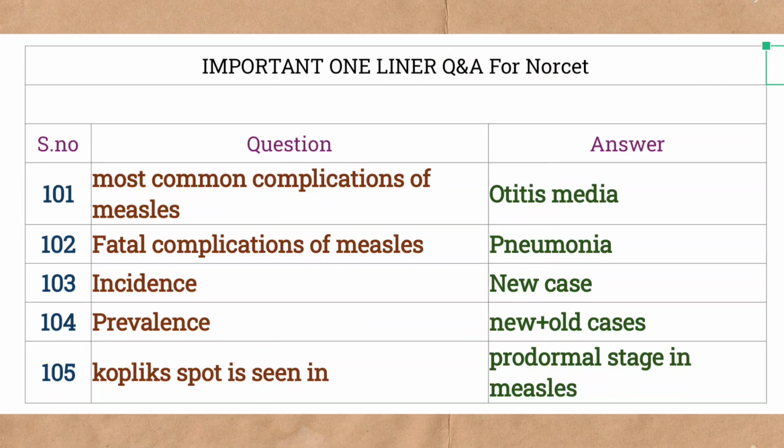101. Most common complication of measles: otitis media. 102. Fatal complication of measles: pneumonia. 103. Incidence: new cases. 104. Prevalence: new plus old cases. 105. Koplik spot is seen in prodromal stage in measles.